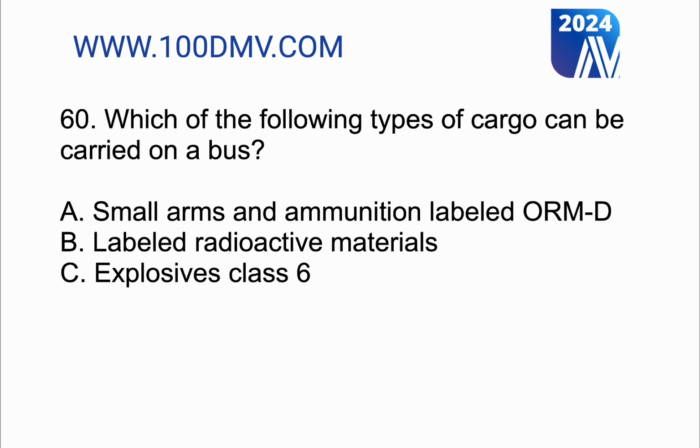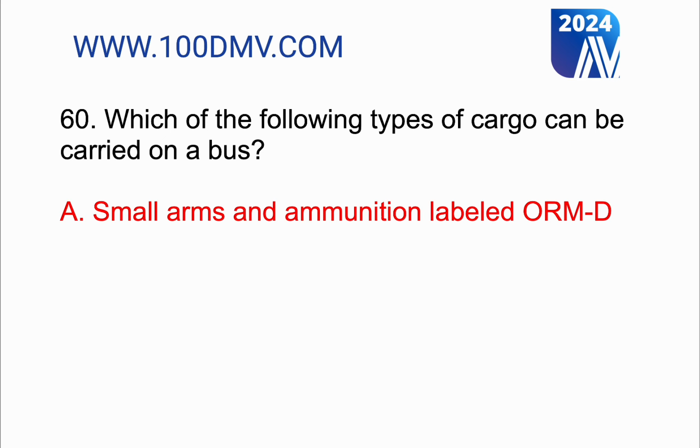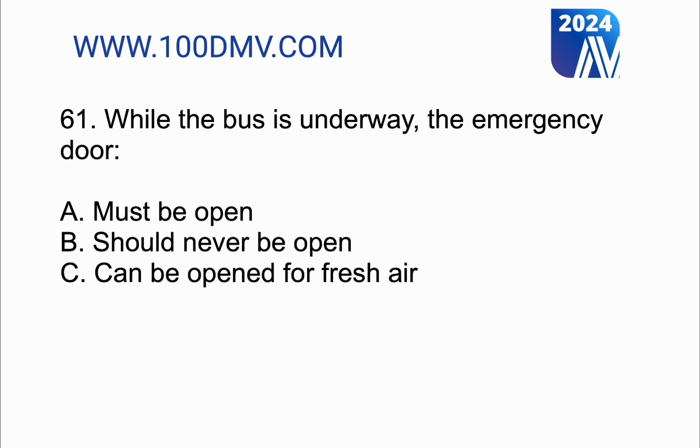60. Which of the following types of cargo can be carried on a bus? A. Small arms and ammunition labeled ORM-D. B. Labeled radioactive materials. C. Explosives class 6. Correct answer: A. Small arms and ammunition labeled ORM-D.